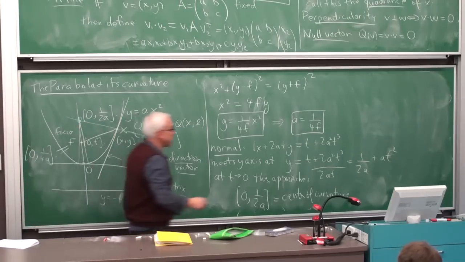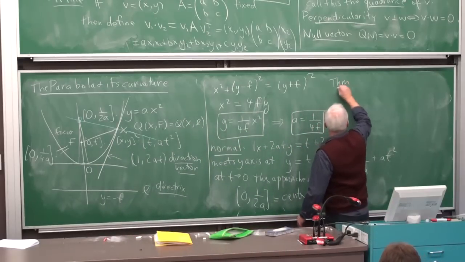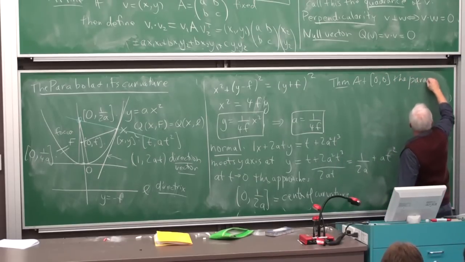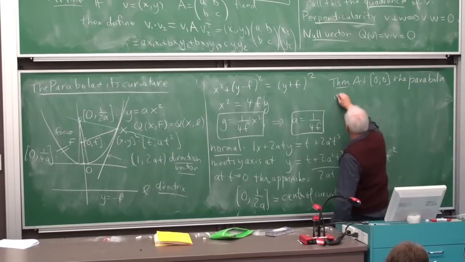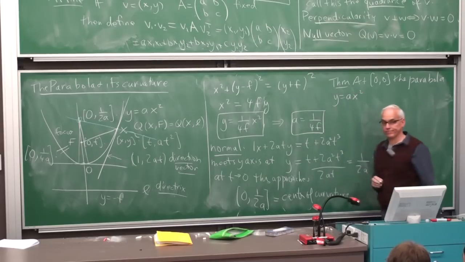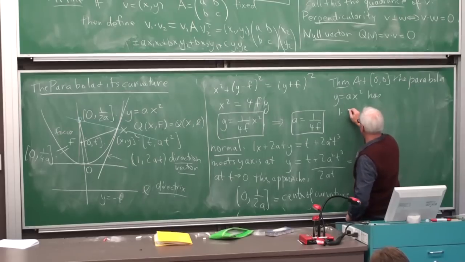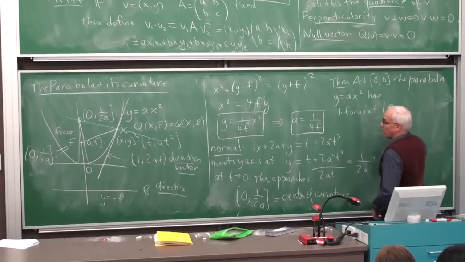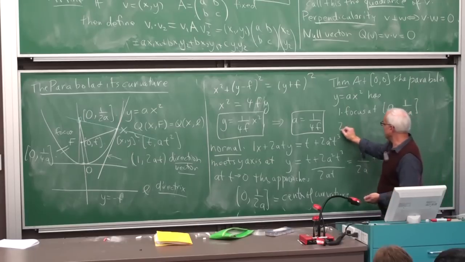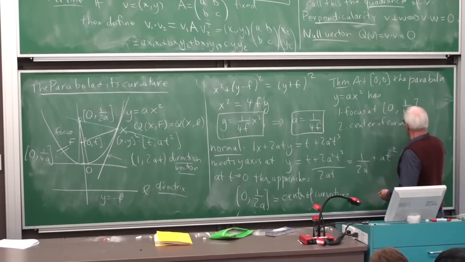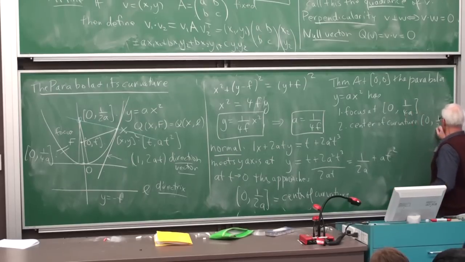So we have established the theorem that at the point (0, 0), the parabola y equals ax squared has, well, let's list what we said. The focus at (0, 1 over 4a). The center of curvature at (0, 1 over 2a).